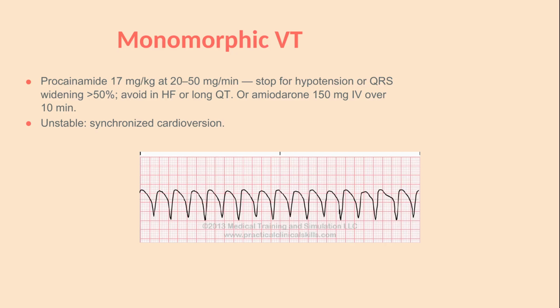Repeatable if the arrhythmia persists, followed by an infusion, and it is preferred when the ejection fraction is poor. Procainamide is arguably the better performing agent in stable monomorphic VT. Load at 17 milligrams per kilogram, infused at 20 to 50 milligrams per minute, and stop early for hypotension, for QRS widening beyond half again its baseline, or when the arrhythmia breaks. Avoid procainamide in significant heart failure and in prolonged QT.